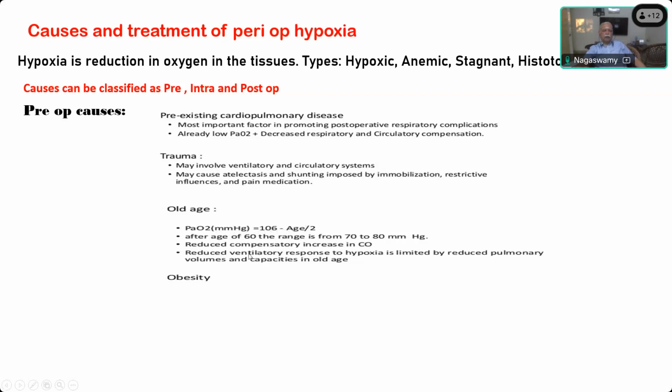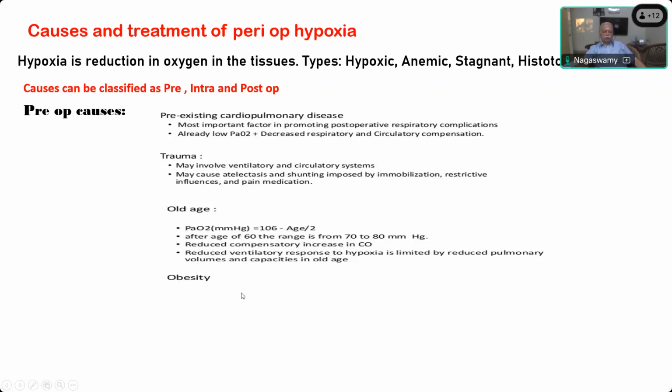After the age of 60, it ranges from 70 to 80 millimeters, and there is reduced compensation, which will cause an increase in cardiac output. There may also be a reduced ventilatory response to hypoxia in elderly patients. So old age patients are always risky patients who can become hypoxemic very easily. Geriatric cases you have to handle very carefully and look for pre-existing hypoxic causes.